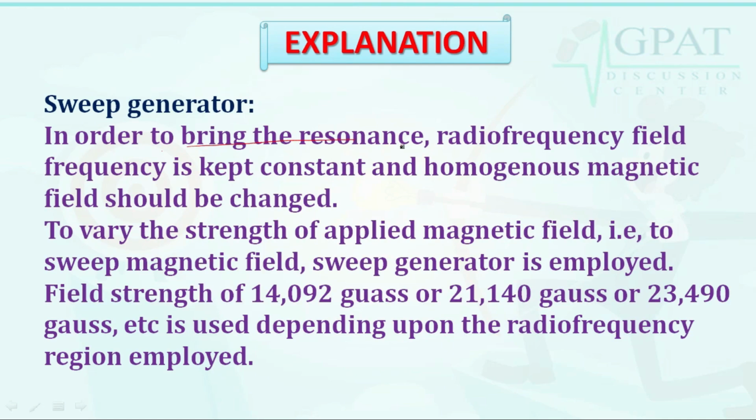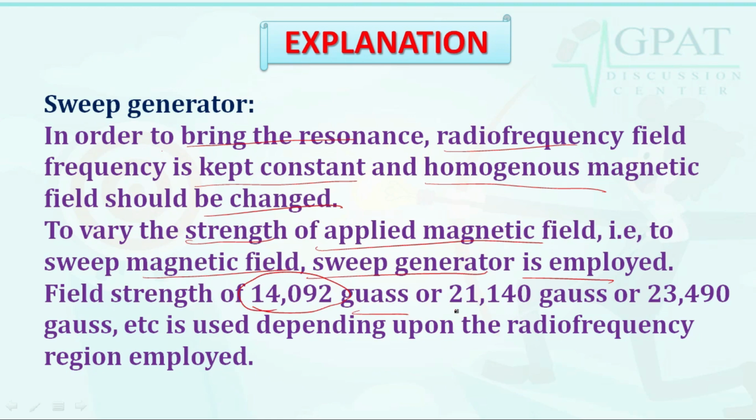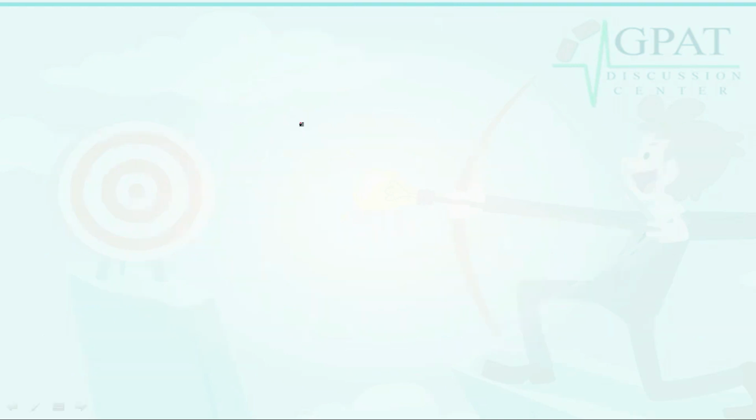The sweep generator is used to bring about resonance. The radio frequency is kept constant, and the homogeneous magnetic field should be changed. To vary the strength of the applied magnetic field, that is, to sweep the magnetic field, a sweep generator is employed. Field strengths of 14092 Gauss, 21140 Gauss, or 23490 Gauss, etc. are used depending upon the radio frequency region employed. So sweep generator is the correct answer.